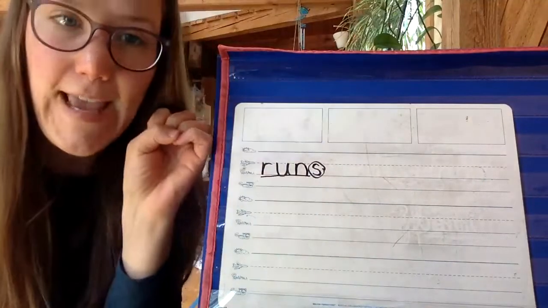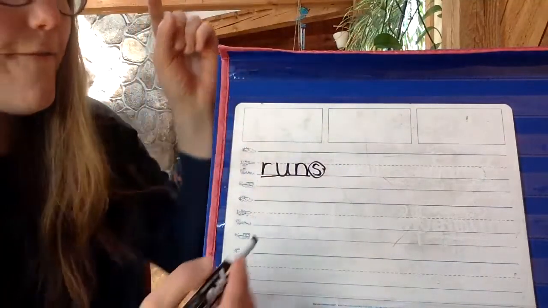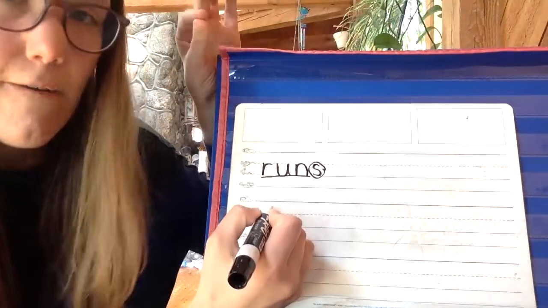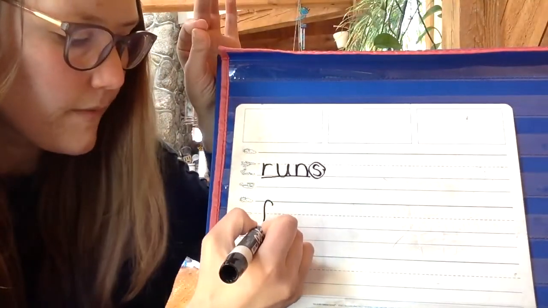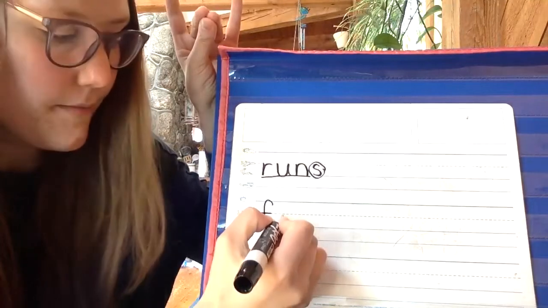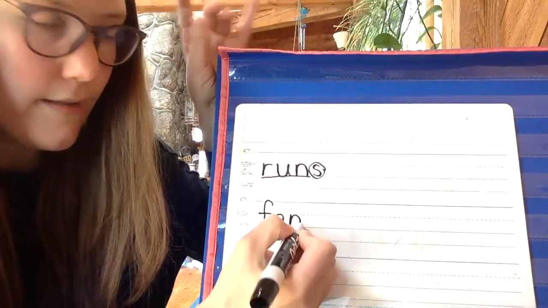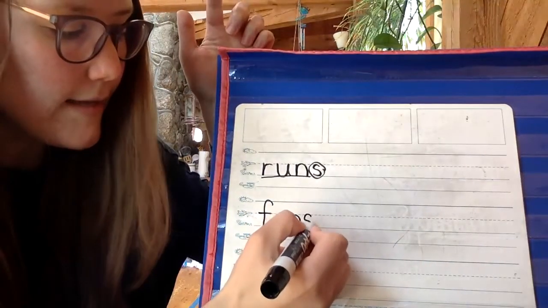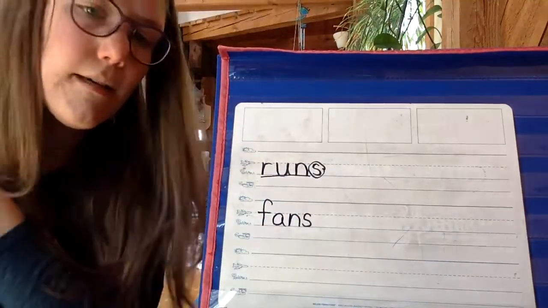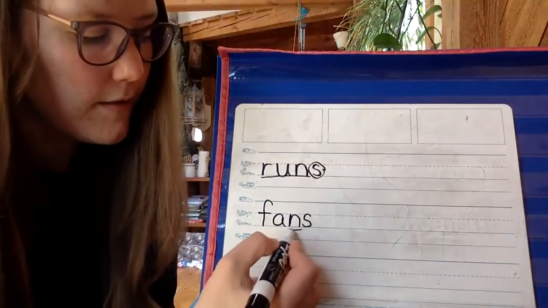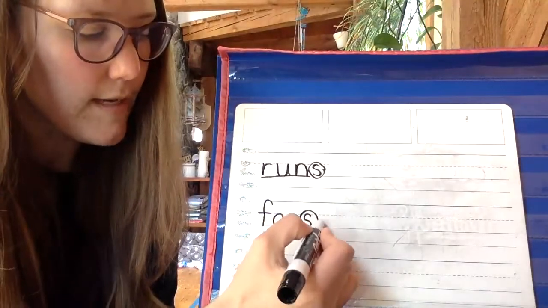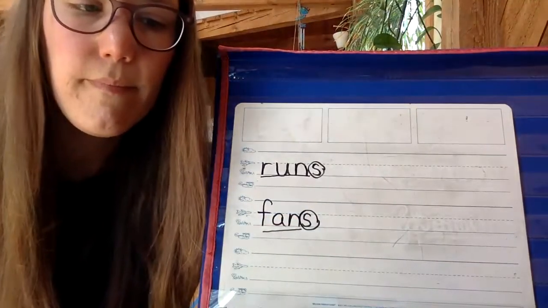Fan. The whole word is fans. Let's write it. And the whole word is fans. Go ahead and underline the base word. Circle the suffix S.